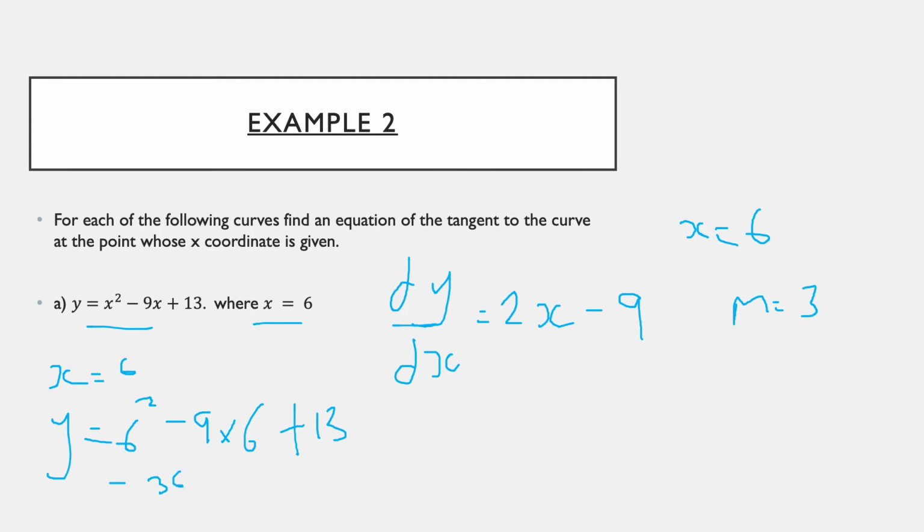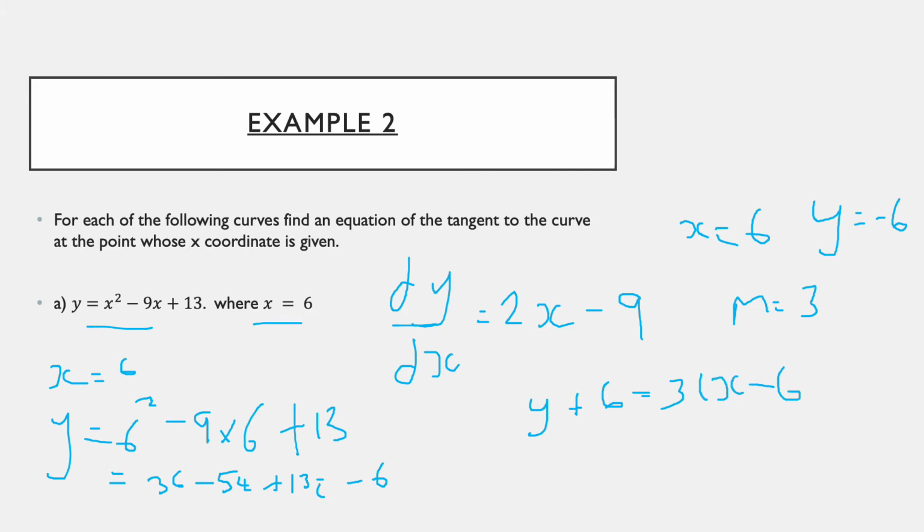So I'm going to have 36 subtract 54 plus 13. Now 36 plus 13 is 49, and 49 minus 54 is negative 5. So the y coordinate is going to be minus 5. Okay, so now I can substitute into my equation. So I'm going to have y minus y1, so y minus minus 5, which is y plus 5, equals m brackets x minus x1.